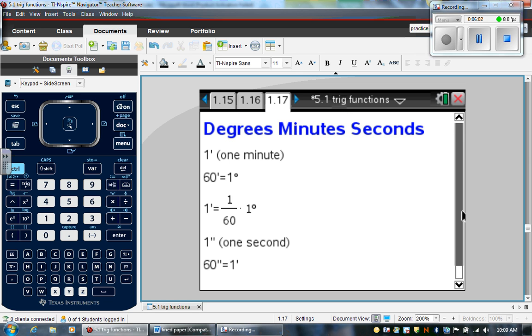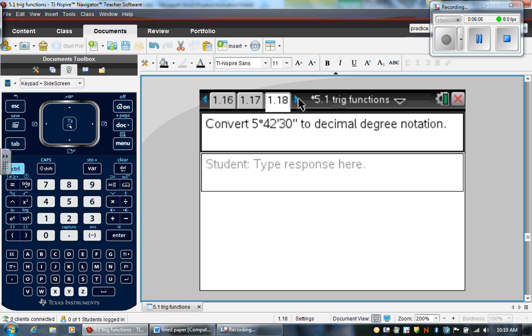So we're just going to use the information we already know to go where we need to go. We want to convert 5 degrees, 42 minutes, and 30 seconds to decimal degree notation.